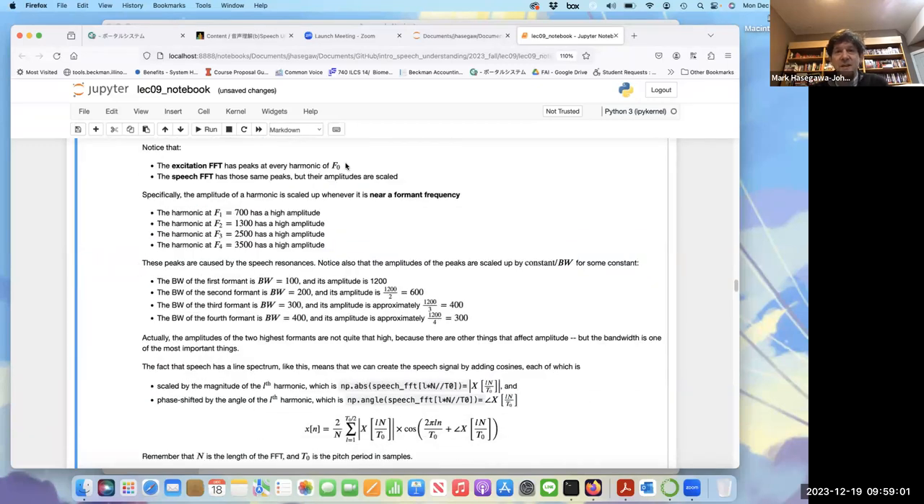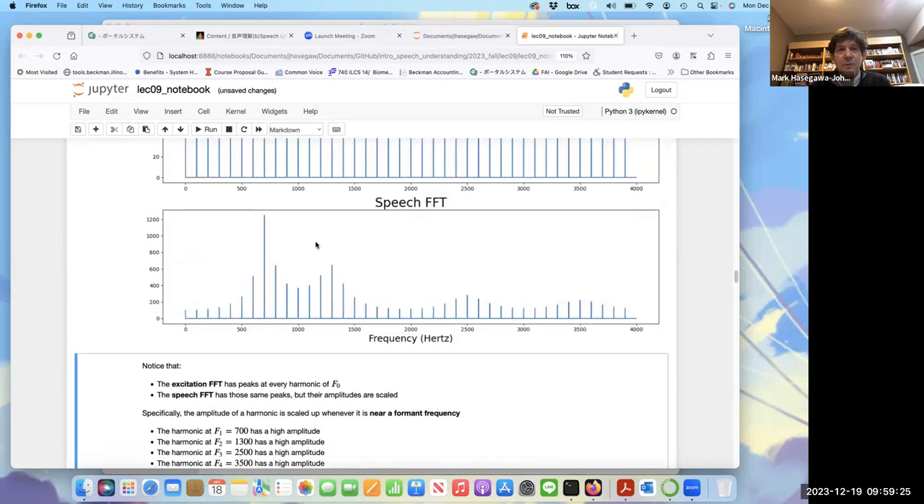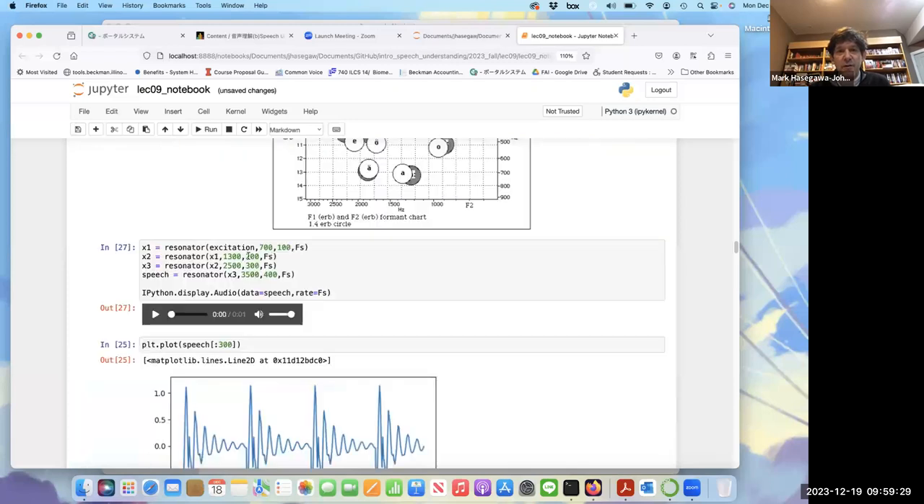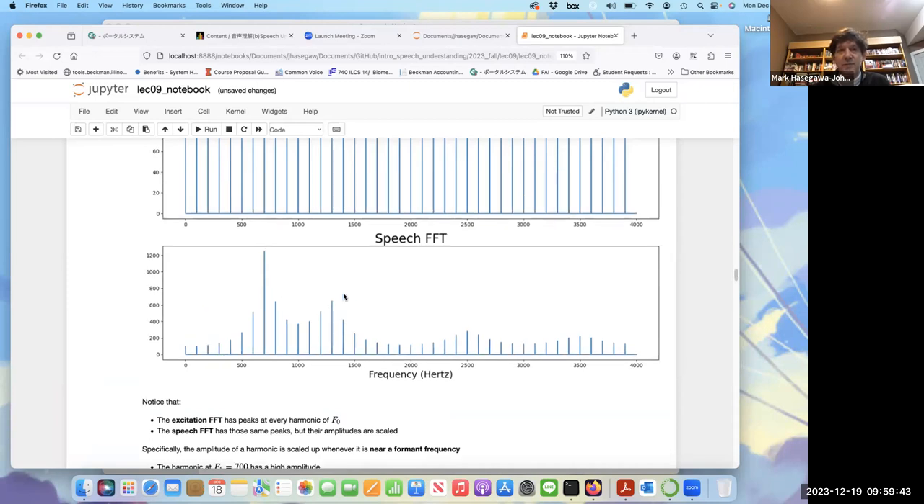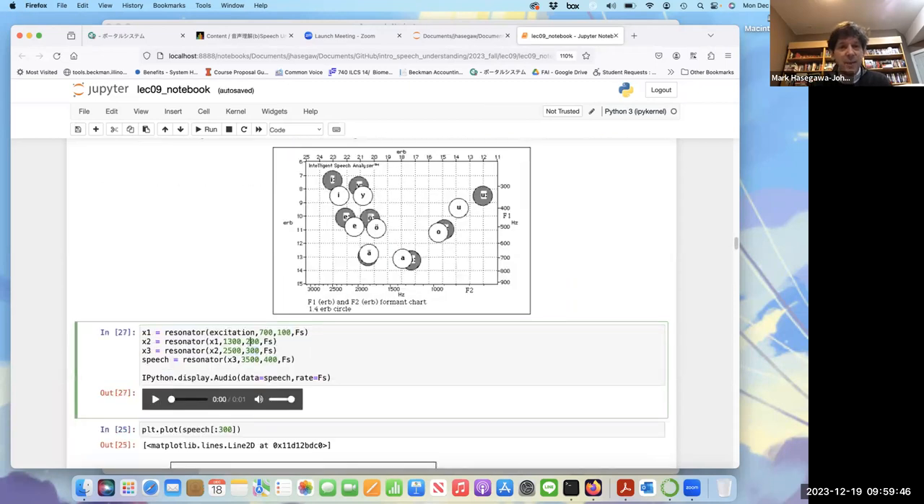The excitation FFT has peaks at every harmonic. The speech FFT has those same peaks on every harmonic of F0, but now they're scaled. In particular, the ones at a resonant frequency, 700, 1300, 2500, and 3500, are increased in amplitude. The other thing to notice is the bandwidth. The first formant had a 100 hertz bandwidth, the second was 200 hertz, the third was 300 hertz, and so on. The smaller the bandwidth, the higher the peak. This one has a small bandwidth, so it has a very high peak. This one has a wider bandwidth, so it has a lower peak. Let's change that: make this 100 hertz and this 200. It will sound a little bit strange.